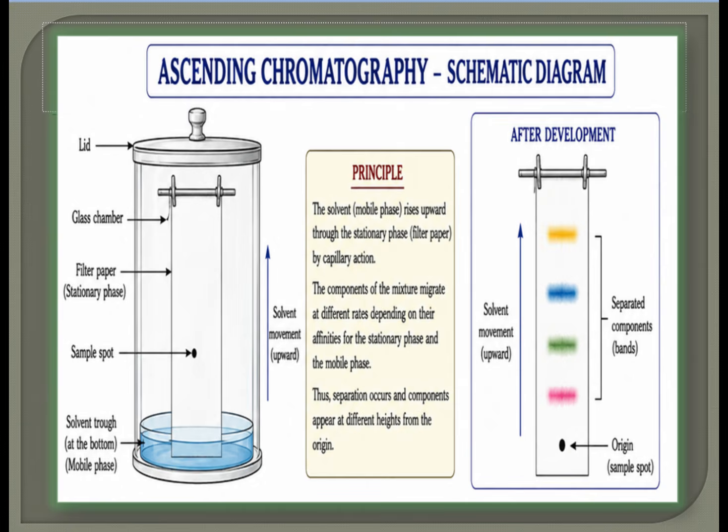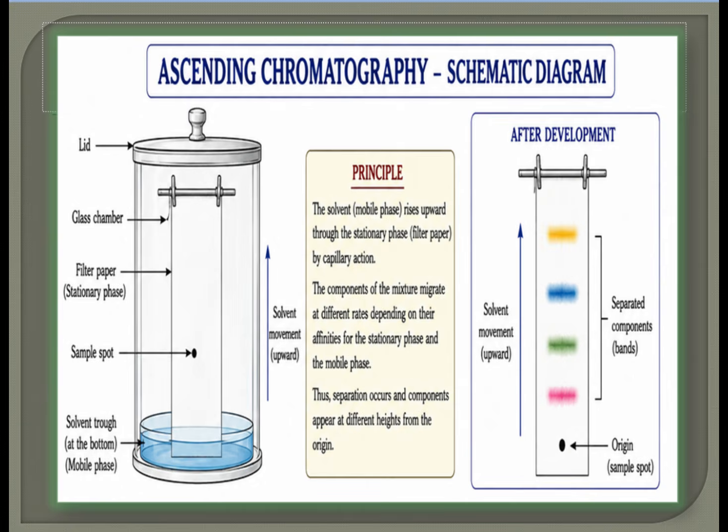Okay, so this diagram shows how ascending chromatography works step by step. On the left side, we have the setup before running. We have a glass chamber with a lid on the top. The chamber is closed so the solvent doesn't evaporate. At the bottom of the chamber, there is a solvent trough. This solvent is the mobile phase.